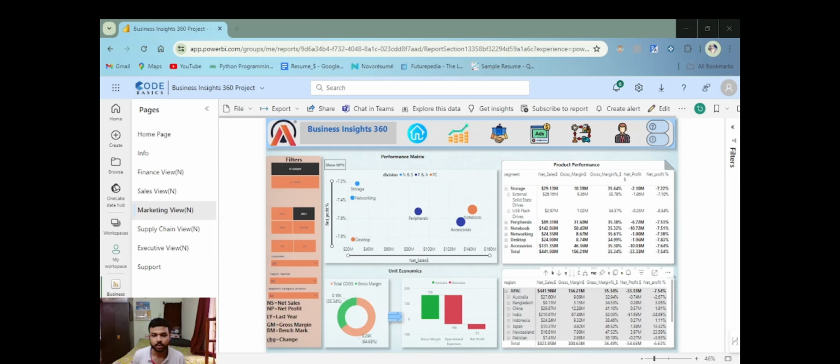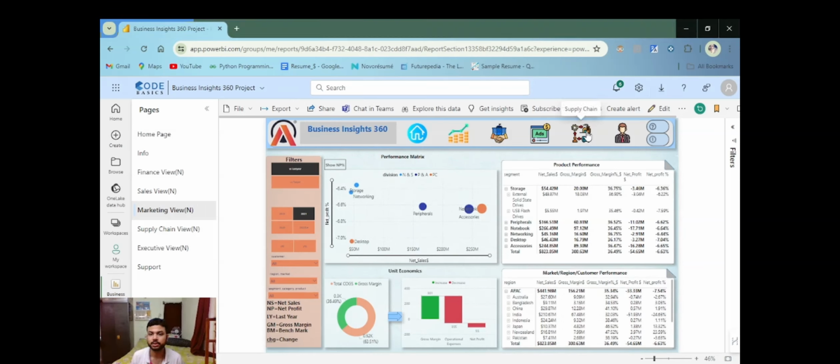Now coming to the next performance matrix. Here it's unit economics. It is a waterfall chart that represents the financial performance, and it shows the financial standings and factors with profit margins. And another thing is, here is a toggle button. If we click on this, we can see the gross margin percentage as well as the net profit percentage respectively.